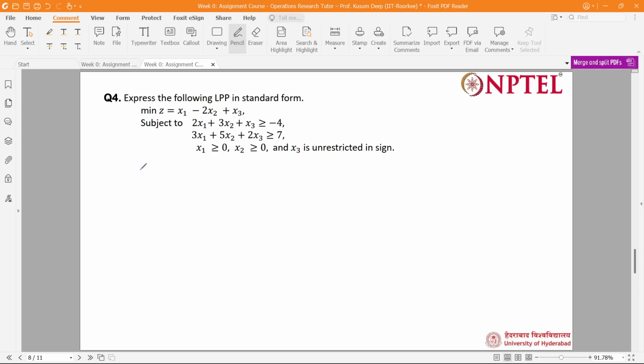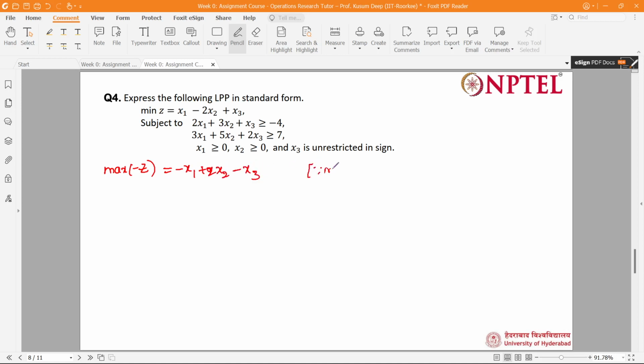Next, here is a question: express the given LPP in the standard form. Previously, we had discussed that the objective function should be in maximization type. Here we observe the objective function is in minimum type, so we need to convert this into the maximization type. Here I am writing in the maximization type: minus x1 plus 2x2 minus x3.